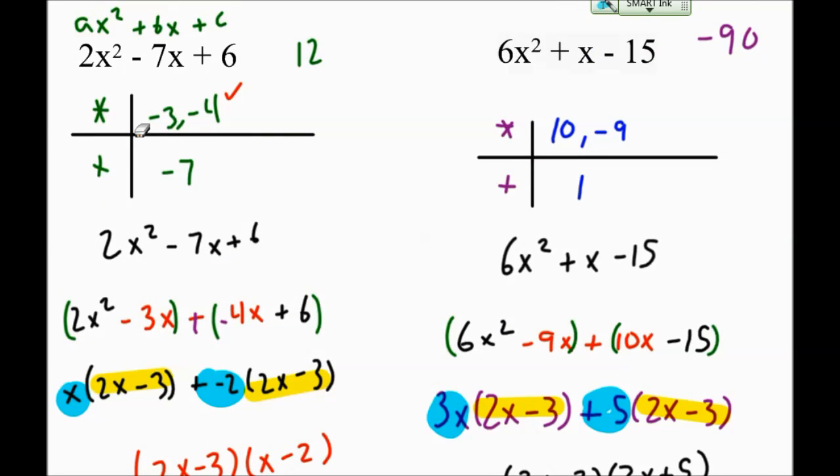So that is an example, two examples actually, of how to factor polynomials when x squared has a coefficient that is not 1.